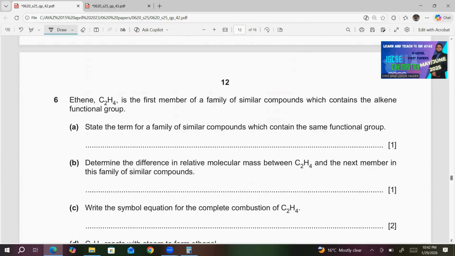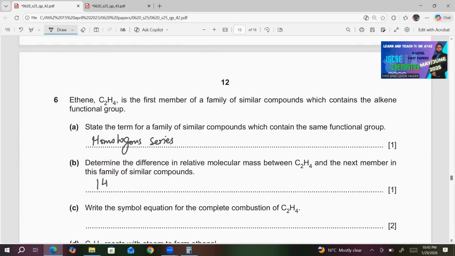Ethene, C2H4, is the first member of a family of similar compounds which contains the alkene functional group. A, state the term for a family of similar compounds which contain the same functional group. Homologous series. D. Determine the difference in relative molecular mass between C2H4 and the next member in this family. Each member differs by 14 units. So you write 14 here.